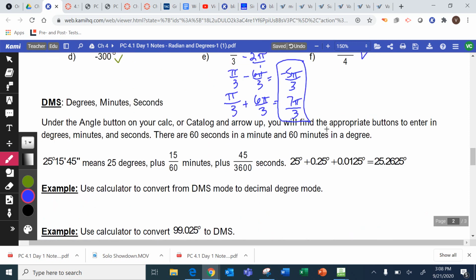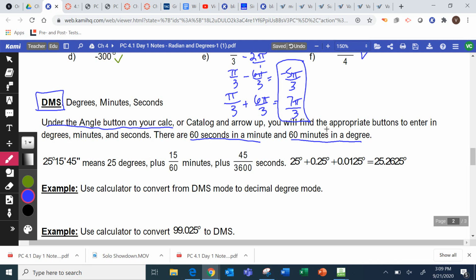All right, the next thing is a graphing calculator question. If you don't have your graphing calculator with you, go grab it, pause the video, and then I'll pick up. All right, so you may have done degrees, minutes, and seconds last year, DMS. If you did not, it's really easy to use on your calculator. Without a calculator, we do know that there's 60 seconds in a minute and 60 minutes in a degree.